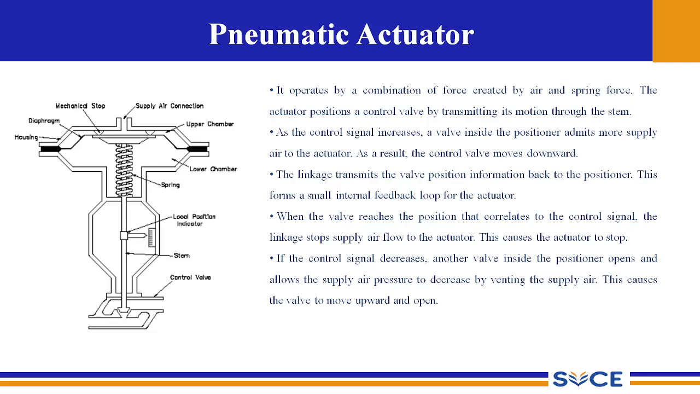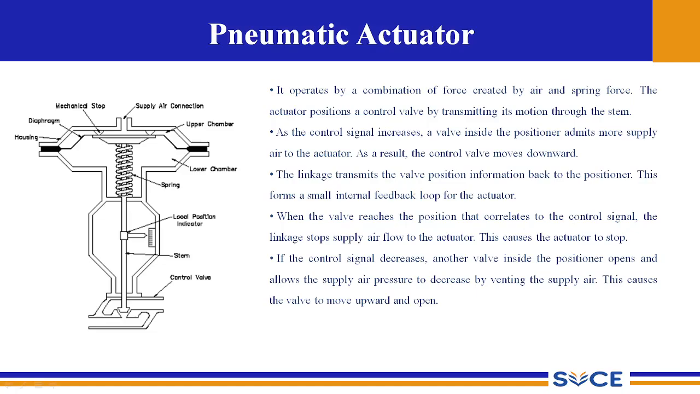There is a linkage that will transmit the valve position information back to the positioner. So this will form a very small internal feedback loop for the actuator. So there is a local position indicator where the stem is located. So depending upon the forces that are acting on the spring, this local position indicator will move upwards and downwards to indicate the exact position of the stem.